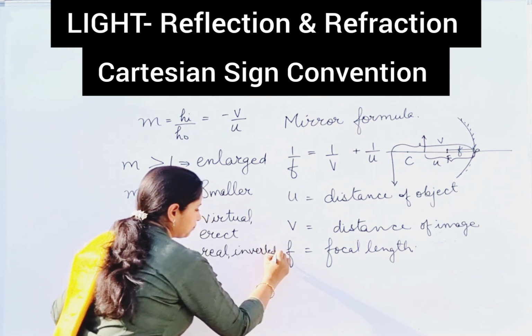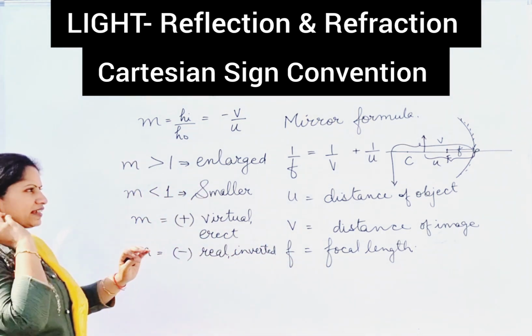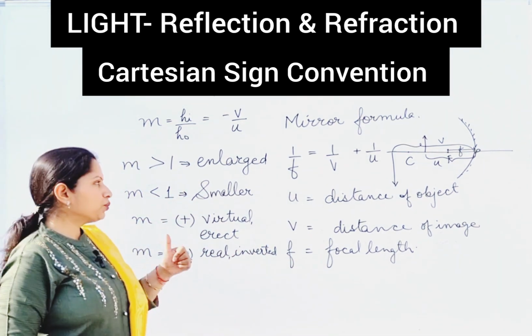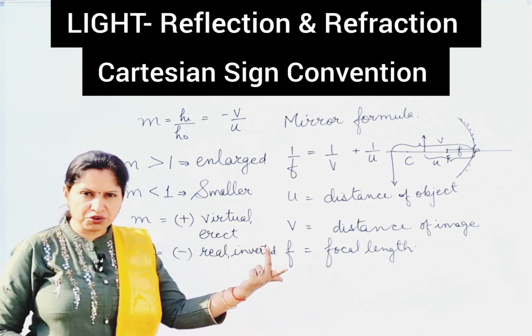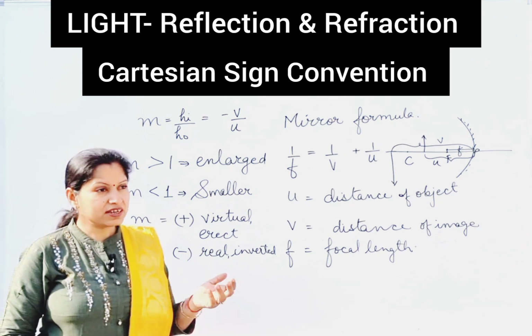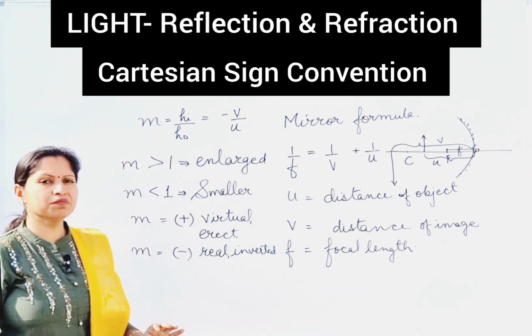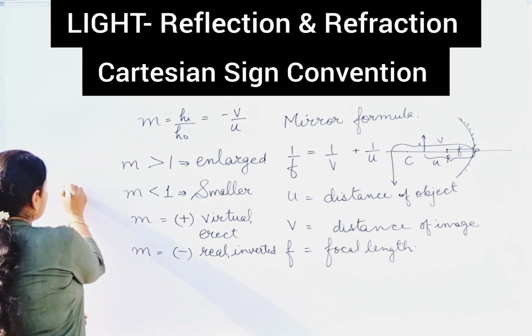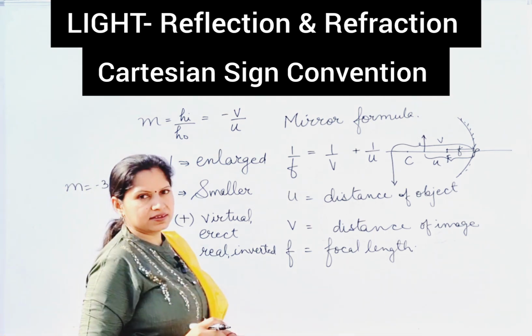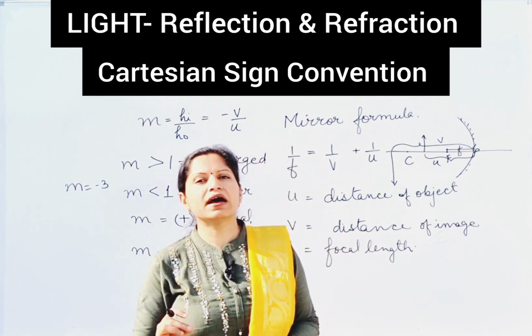So magnification value will tell you everything about the image: whether it is bigger than the object, whether it is smaller than the object, whether it is real and inverted or virtual and erect. ये सब बातें हमें पता चल जाएगी किससे? मैग्निफिकेशन कैलकुलेट करके. Suppose your magnification answer comes -3. Suppose the answer of magnification is -3.